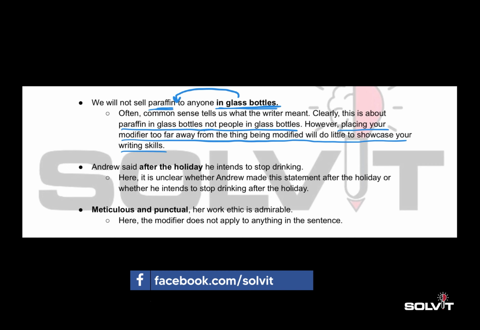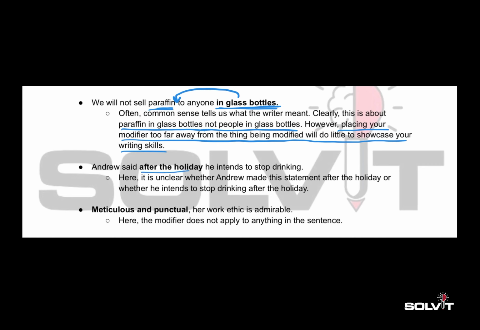Andrew said after the holiday he intends to stop drinking. Okay, number one, there are no commas in the sentence. Number two, after the holiday is our modifier. Now, right now, we're unclear about the meaning of the sentence, right? Because this sentence can have two different meanings. The first meaning is, did Andrew say after the holiday that he intends to stop drinking? That means, did he come back from holiday and say that he intends to stop drinking? Or did he say that he intends to stop drinking after his holiday, right? So this sentence right now has two different meanings.